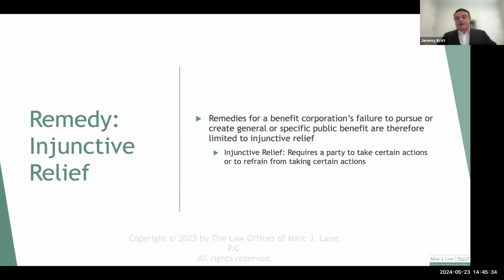And in fact, the entire act is really focused on social purposes and general public benefit, material positive impact on society. It's not focused on monetary liability. The intent is really just to ensure that the benefit corporation actually lives up to its voluntary commitments. It's a voluntary election to be subject to these requirements. So the remedy for a violation of these requirements is generally just to enforce those requirements, to live up to the voluntary commitment.